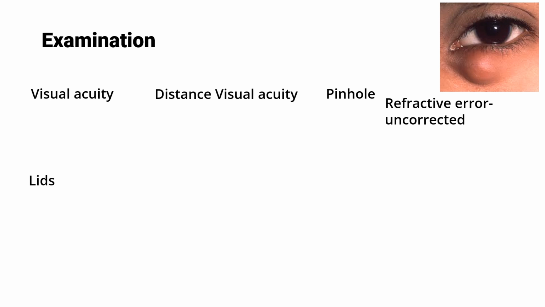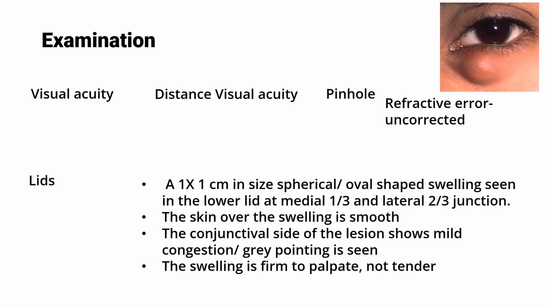Lids, how will you present any swelling? You will say the size, 1 by 1 centimeter in size, spherical or oval shaped swelling seen in the lower lid at the location medial 1/3 and lateral 2/3 junction, or the central or the lateral 1/3 area of the lower lid or upper lid. So you have to present the location, the shape, and the size.